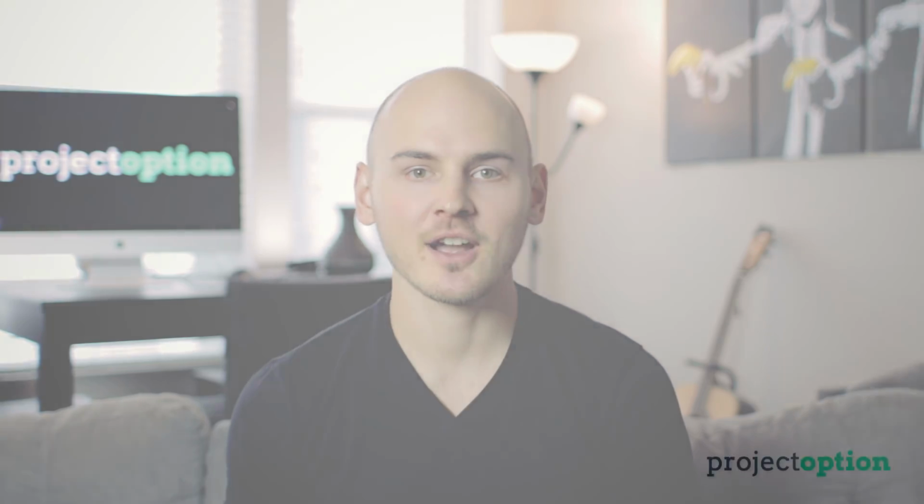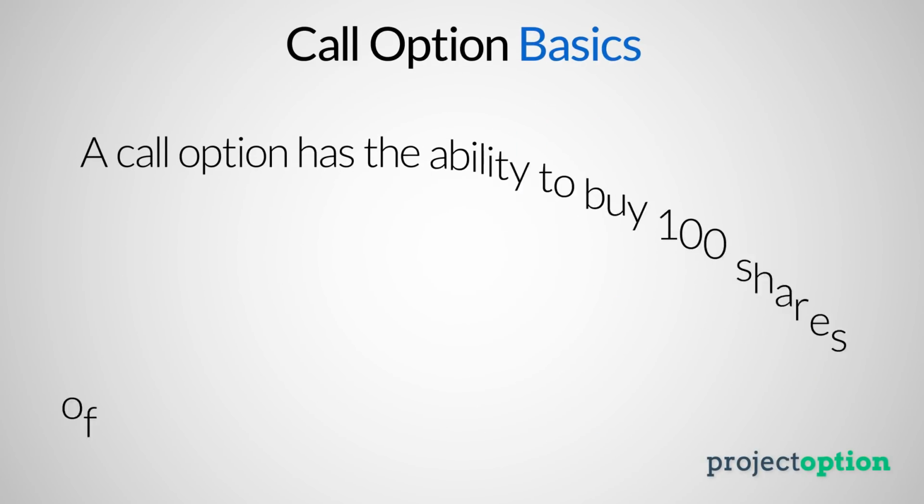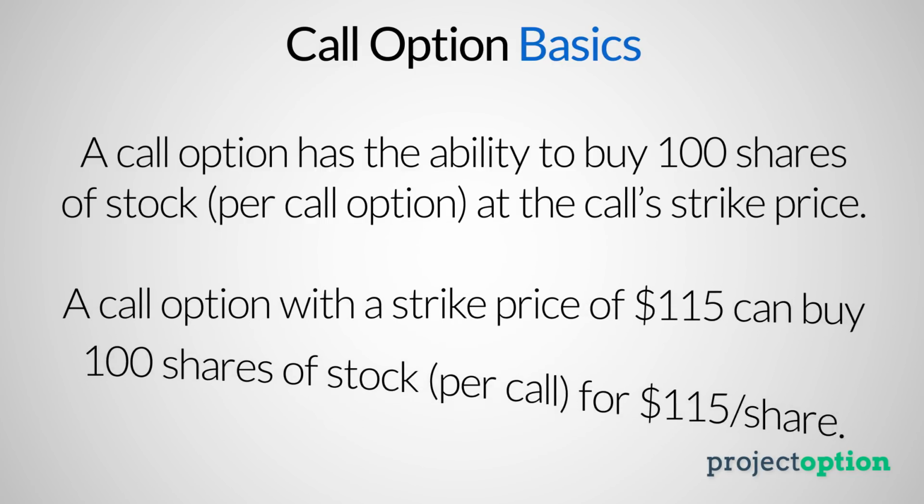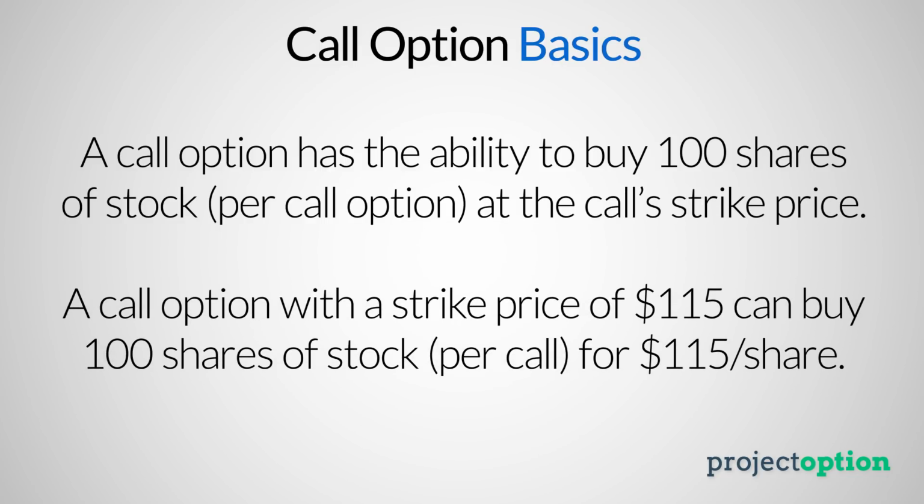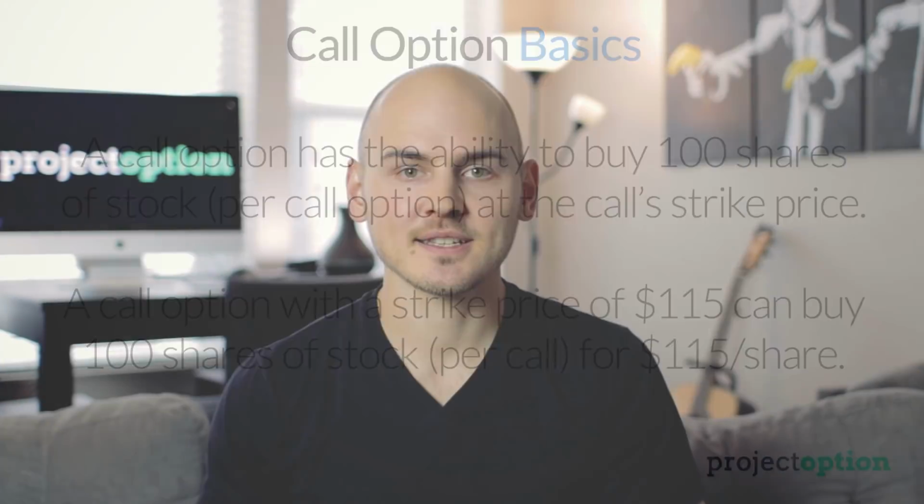So now that we've got that out of the way, let's cover the two option types. The first being the call option. Now, a call option's value is tied to its ability to purchase shares of stock at the call option's strike price. As I mentioned earlier, a strike price is the share price that an option can be converted into shares should the option be exercised.